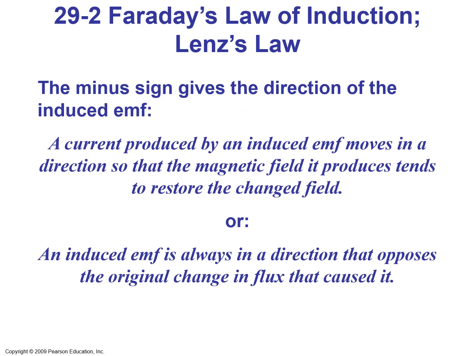The minus sign gives the direction of the induced EMF. A current produced by an induced EMF moves in a direction so that the magnetic field it produces tends to restore the changed field. Or, an induced EMF is always in a direction that opposes the original change in flux that caused it.